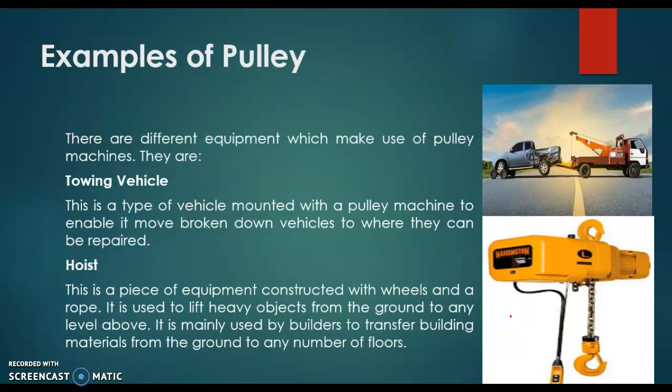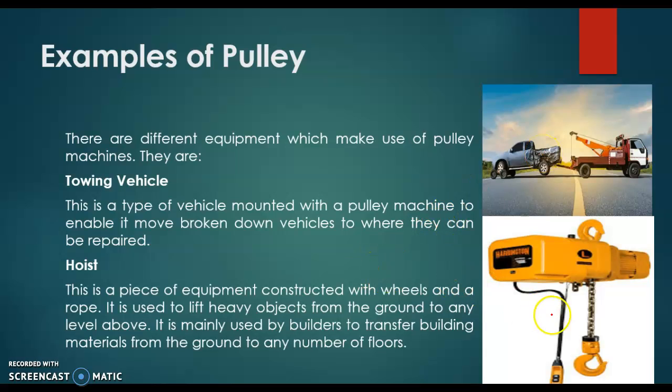Now, what are the examples of pulley? As you can see, the first example is a towing vehicle. You see, a pulley is attached here. This is a damaged vehicle, and this is a towing van. All this works together only with the aid of the pulley. Without the pulley, it won't be possible for this vehicle to pull this other vehicle.